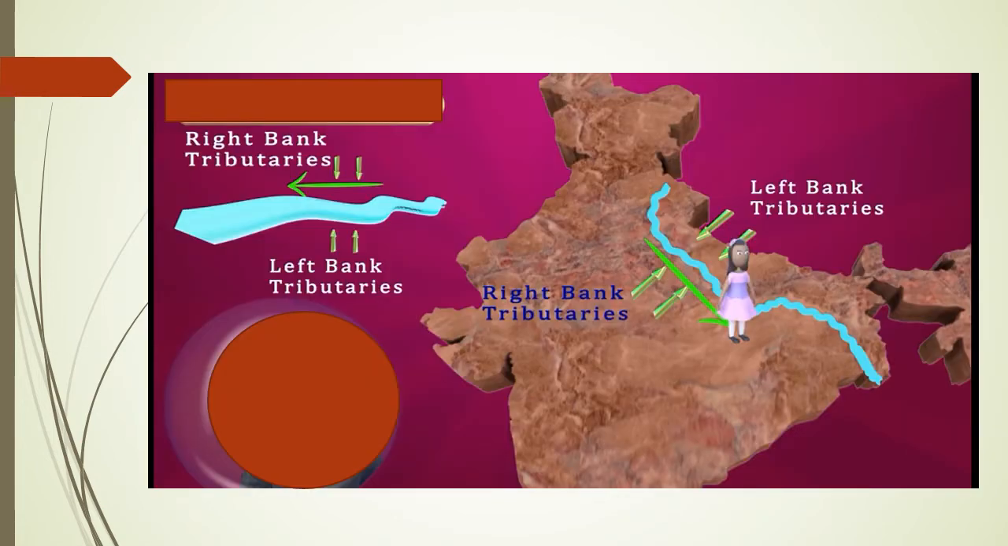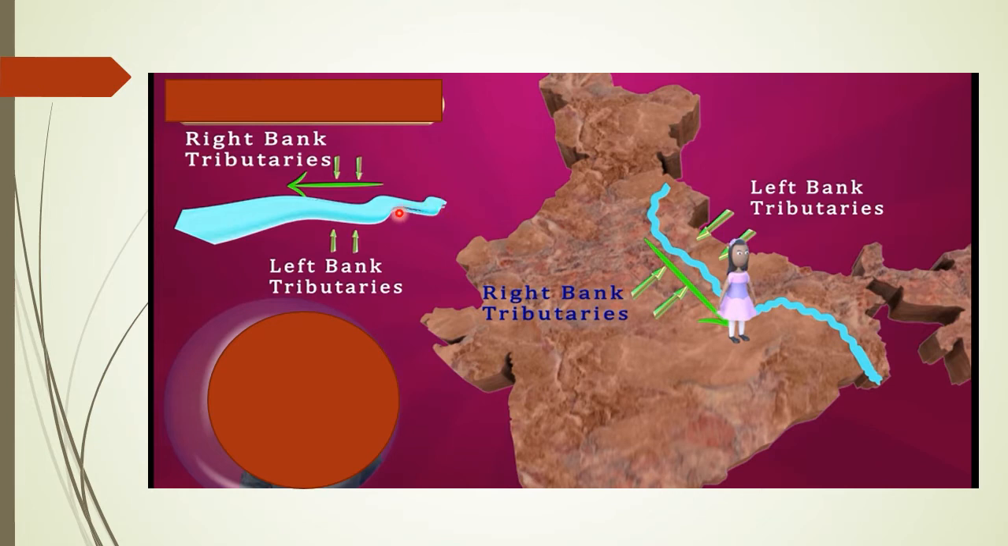Children, now let us understand the meaning of right bank tributary and left bank tributary of a river. First of all, you should know the direction in which the river is flowing. Now see, the river Indus is flowing this way, so this is the direction of the river, and if you are standing here, our right hand is going to be this side, so whichever tributaries join the river from this side are going to be the right bank tributaries, and the left hand side are going to be the left bank tributaries.